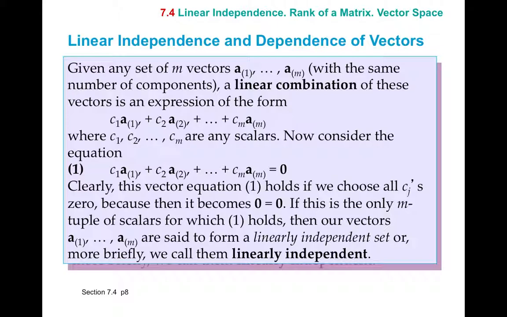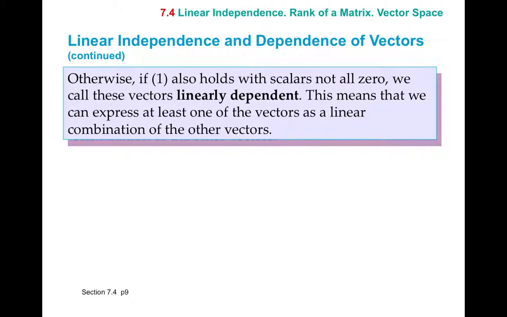So what this is really saying is that if you have one vector and you can multiply it by a constant and add it to another vector and get 0, those 2 vectors are not linearly independent because one would actually be a multiple of the other. So this just repeats what I just said, that if this holds when the scalars are not all 0, these vectors are linearly dependent. We can express at least one of the vectors as a linear combination of the others.